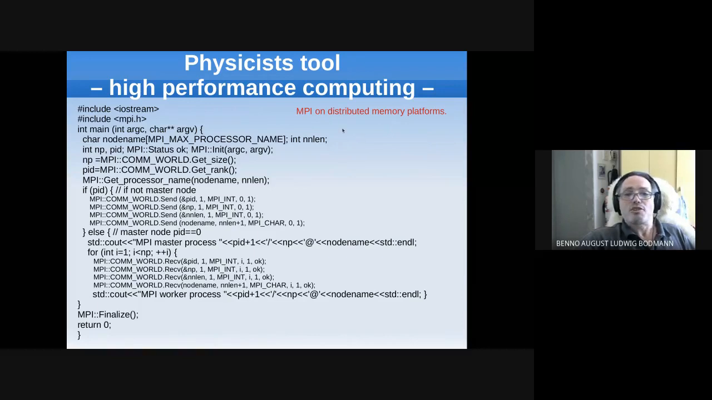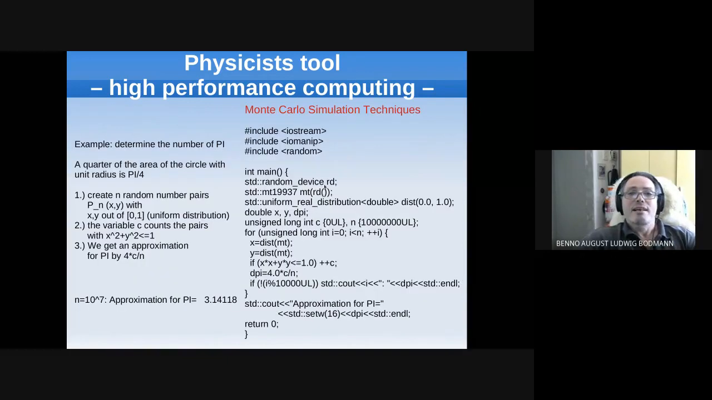There we can use the Message Passing Interface, which is MPI. And here is a snippet of such a program code. You see here the program starts. It gets the number of processing units, and it gets the processing ID. And then you can get the name of the node where it is running, and you can exchange the information with all the computing units which take part in this computation.